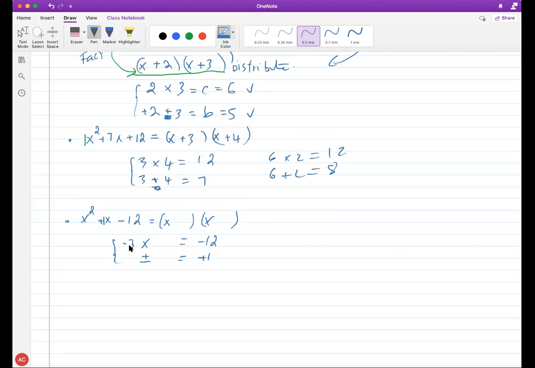Okay, let's try. You said -3 and 4. So -3 times 4, yes, we get this, -12. If we combine -3 and positive 4, we get positive 1, which is good. We have positive 1 here.